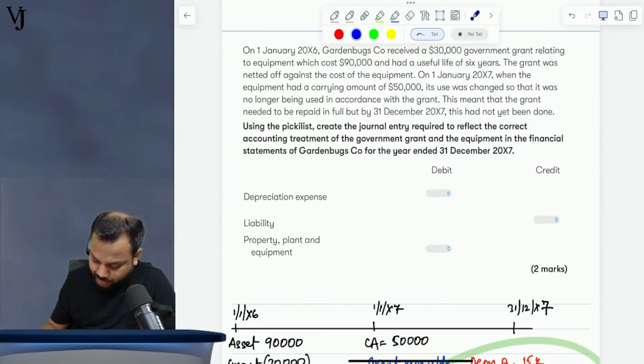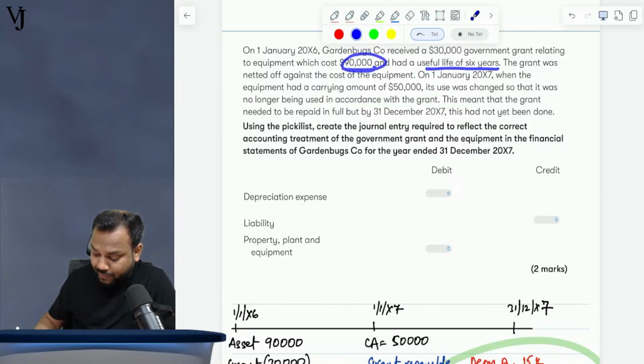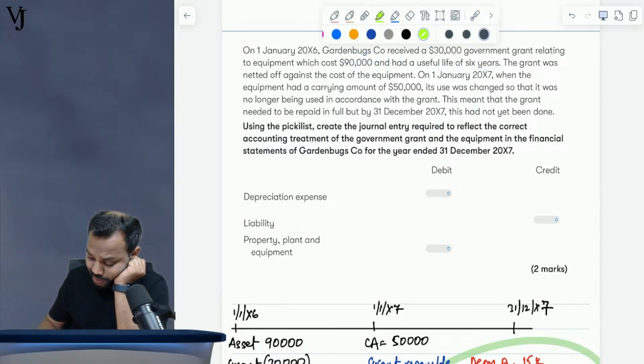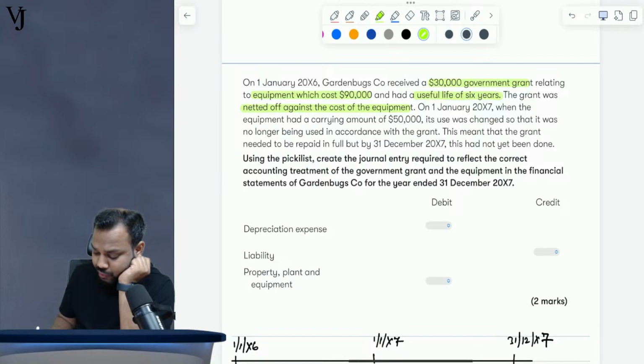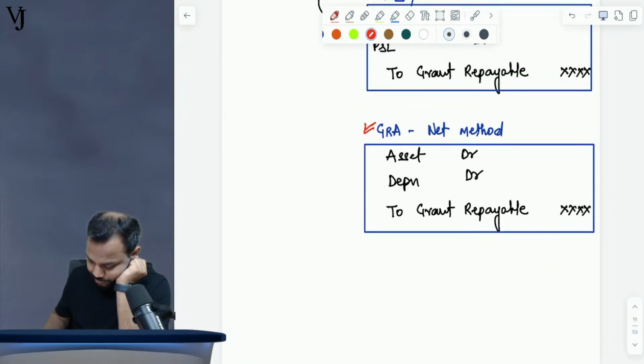On 1st January 20x6, Garden Bucks received a $30,000 government grant relating to equipment that cost $90,000 and has a useful life of 6 years. So we have received a grant of how much? We received a grant of 30,000. Cost of the asset was 90,000. Life was 6 years. The grant was netted off against the cost of the equipment. So now what are we doing here? We are following the net method.